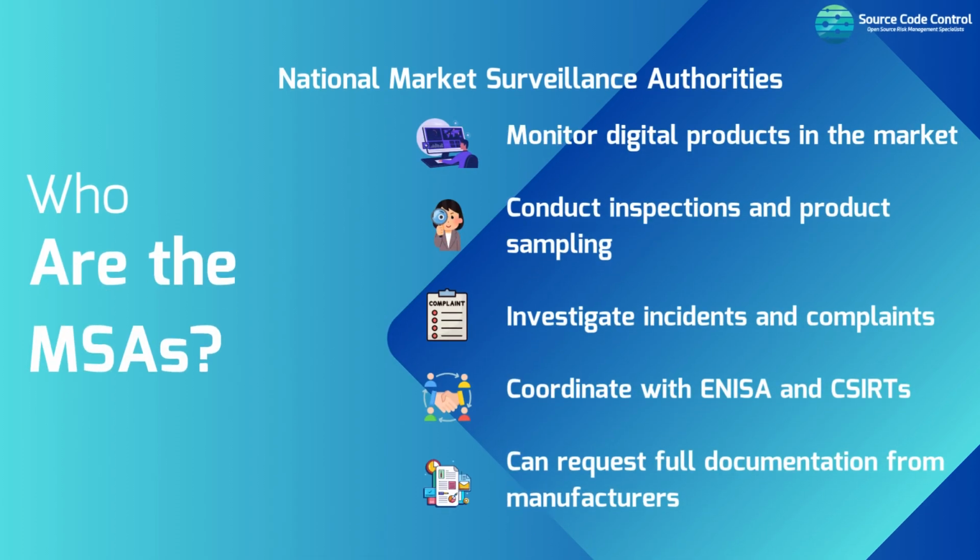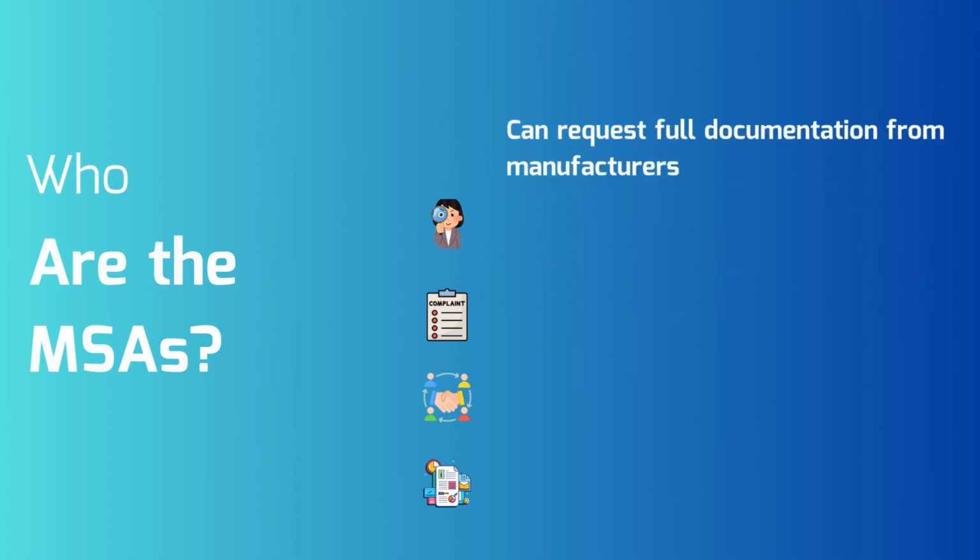So, who are the MSAs? Market Surveillance Authorities, or MSAs, are appointed by each EU member state. Their job is to inspect products, investigate security-related complaints, test for non-compliance, and request documentation from manufacturers, importers, or distributors. MSAs also work closely with ENISA and CSIRTs, especially when incidents or exploited vulnerabilities are involved.